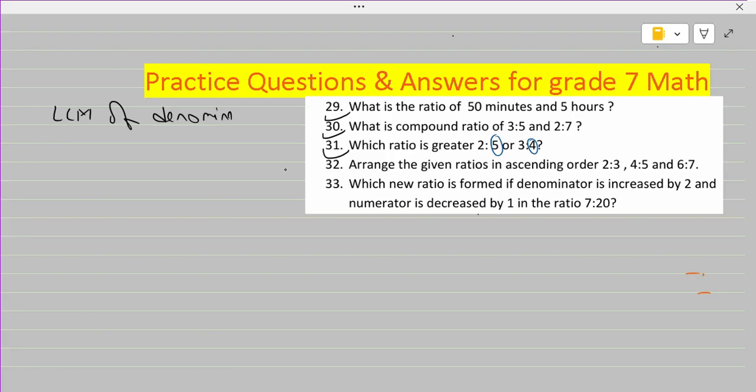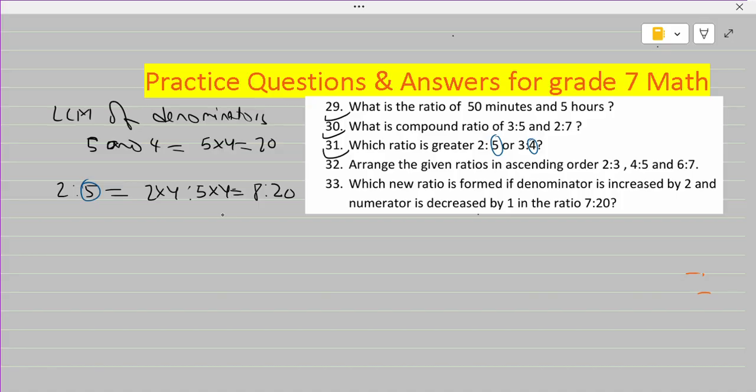So the LCM of denominators 5 and 4 equals 5 into 4. No common values are shared by 5 and 4, so directly their product will be the LCM, that is 20. So in both ratios we have to make the denominator 20. First is 2:5, the denominator here is 5, so to convert it into 20 we have to multiply by 4. For both the numerator and denominator of 2:5 we multiply by 4, and that way we get 8:20.